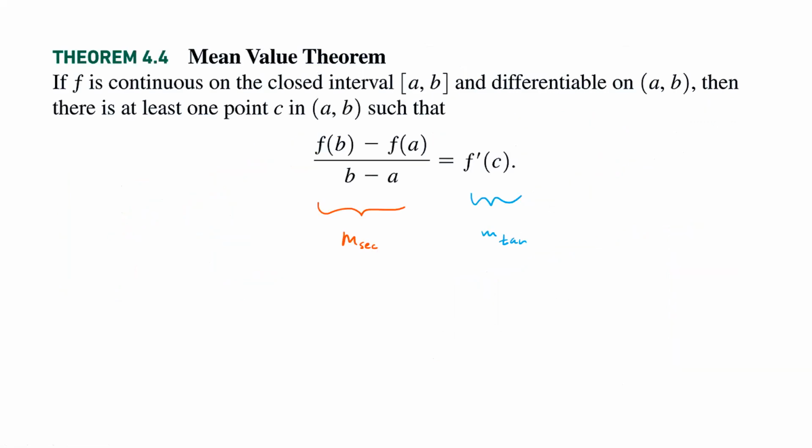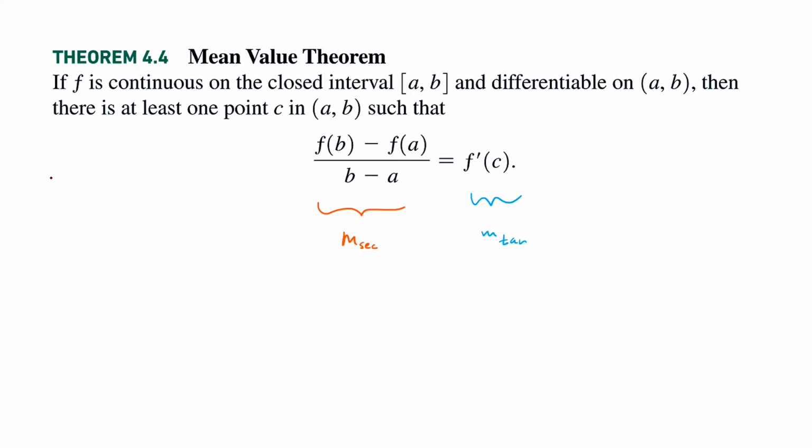Looking at what the theorem states here, it says if f is continuous on the closed interval [a, b] and differentiable on the open interval (a, b), then there is at least one point c inside the interval where (f(b) minus f(a)) over (b minus a) is equal to f prime of c. So remember this, this is the slope of our secant line, and f prime would be the slope of our tangent line.